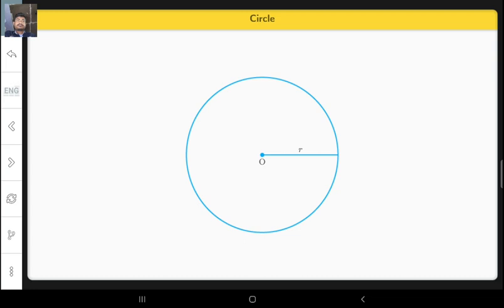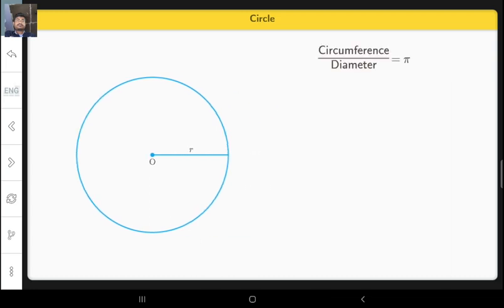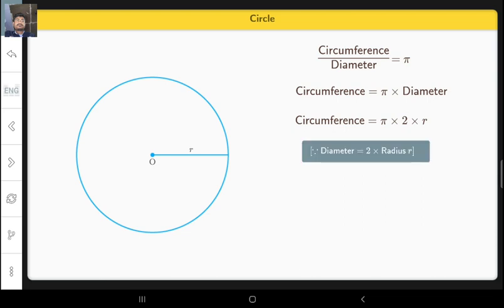In a circle, the ratio of the circumference to the diameter is always constant, denoted by the Greek letter pi. From this, we get the formula for the circumference as 2 pi r. The decimal expansion of pi is non-repeating and non-terminating.